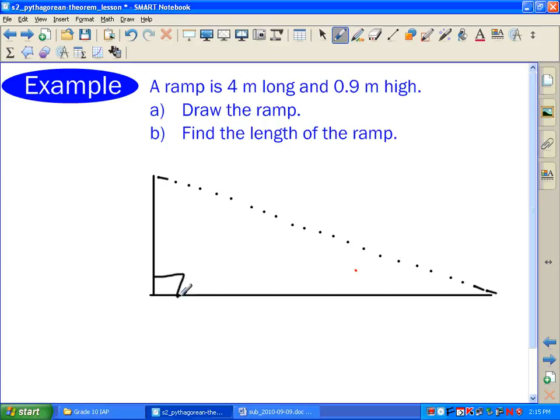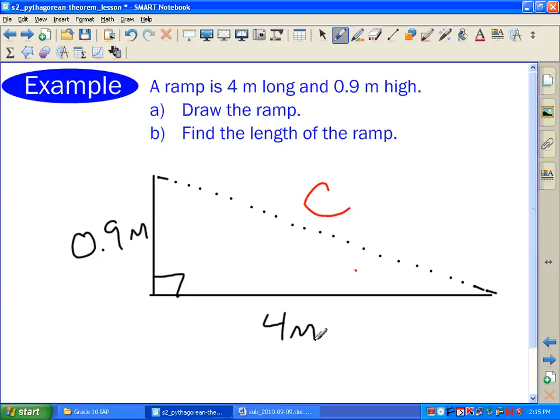And that would be our right angle. Okay, so I know that this would be 0.9 meters. This would be 4 meters. So to find the length of the ramp, I'm going to use the Pythagorean theorem, and I'm going to look for the largest side, the hypotenuse again.